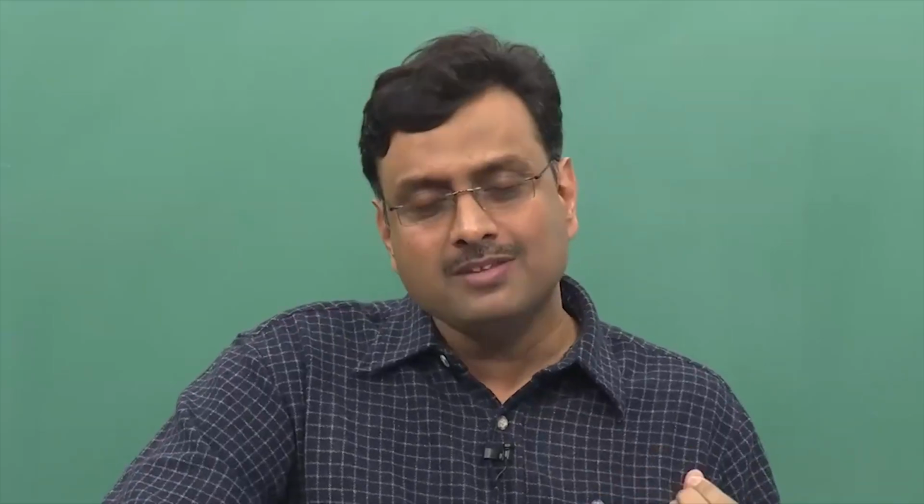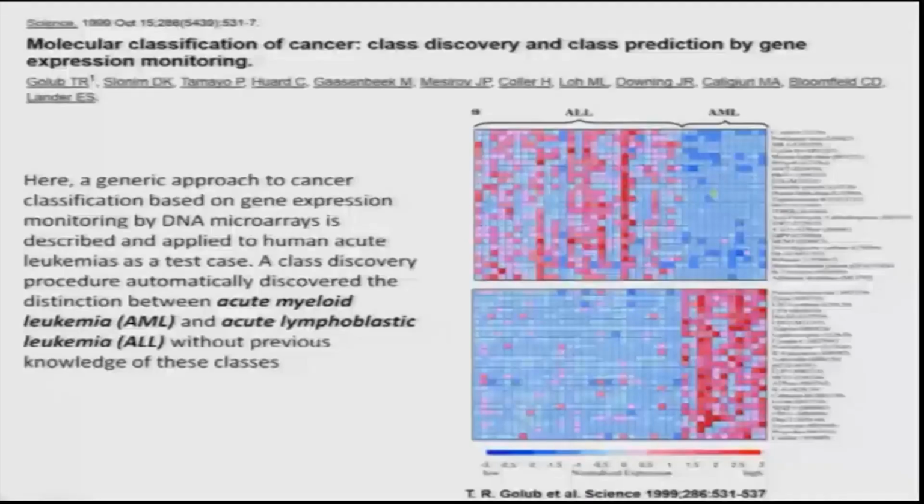So to type it, can you look at the expression profile? Can you look at what genes are expressed? Can you type them, that this is type 1, not type 2, and vice versa, and then one can come up with certain therapeutic modules. And here what they have done is they again take an approach for cancer classification based on gene expression. They are monitoring with DNA microarrays.